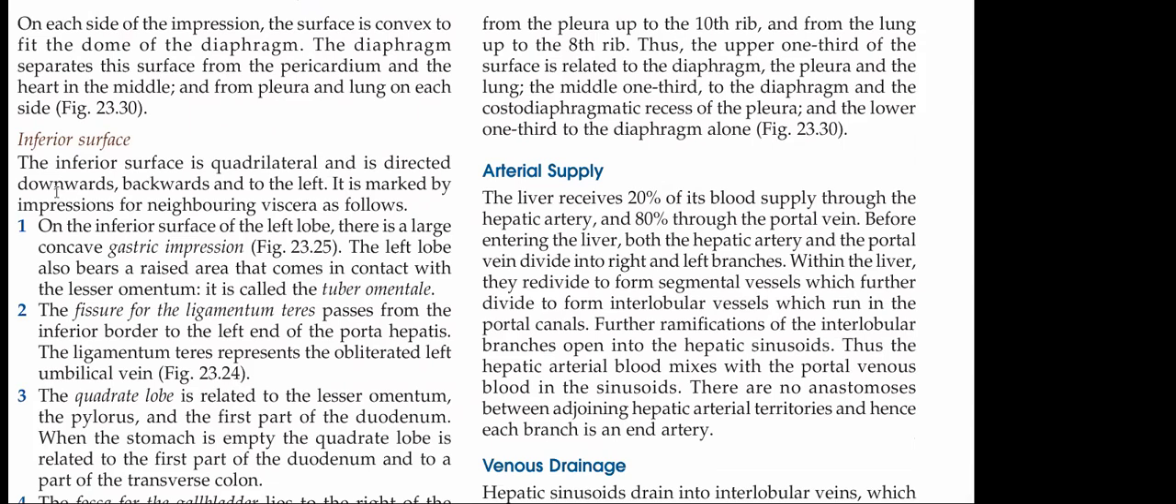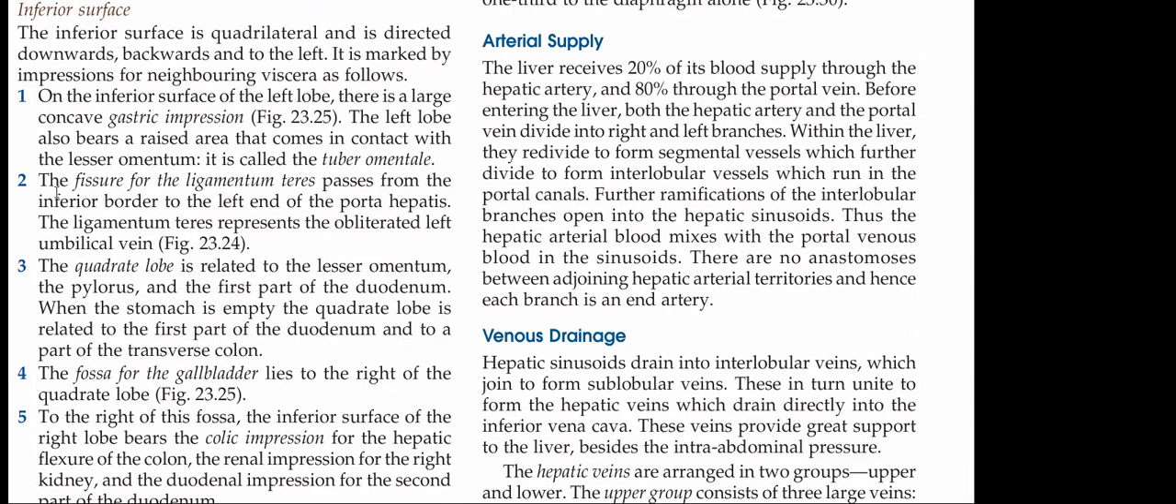Inferior surface. The inferior surface is quadrilateral and is directed downward, backward, and to the left. It is marked by impressions for neighboring viscera as follows. On the inferior surface of the left lobe, there is a large concave gastric impression. The left lobe also bears a raised area that comes in contact with the lesser omentum, and it is called the tuber omentale. The fissure for the ligamentum teres passes from the inferior border to the left end of the porta hepatis. The ligamentum teres represents the obliterated left umbilical vein.